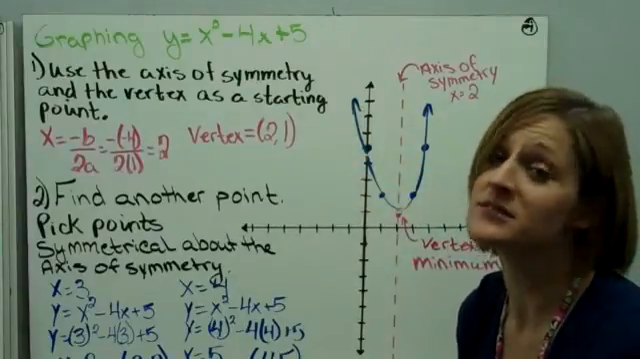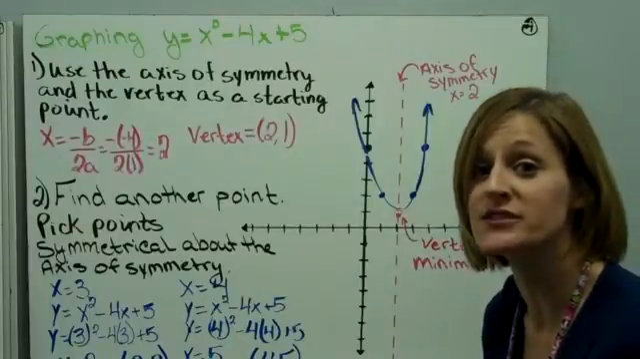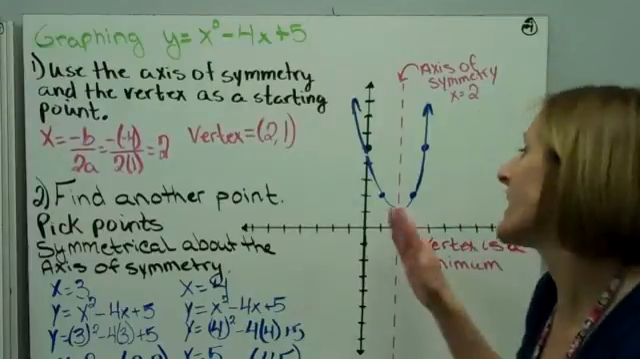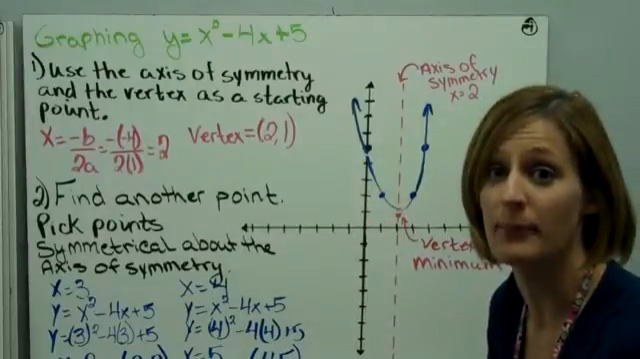Notice, the parabola is not going to be perfect when you're doing it by hand, and you can't use a ruler since it's a U shape. So that is why you need to make sure you have several points in order to get your parabola shape.